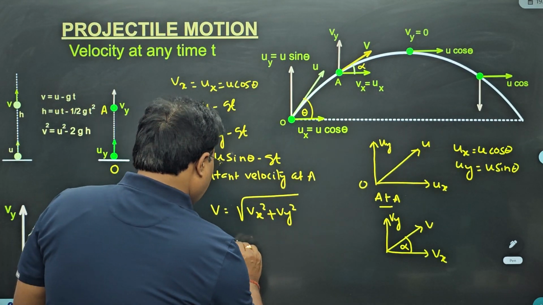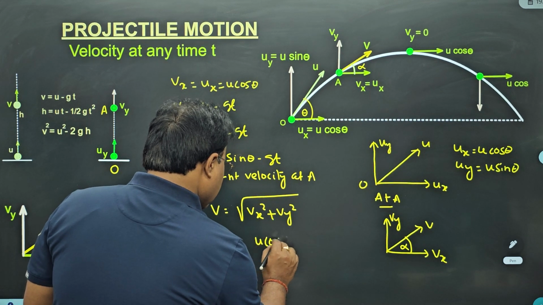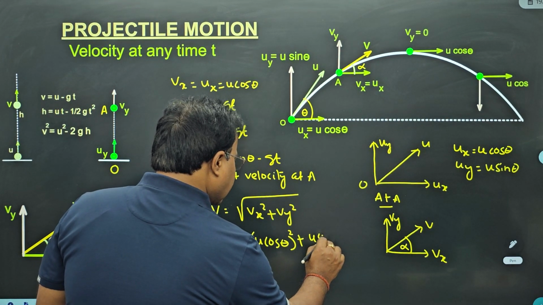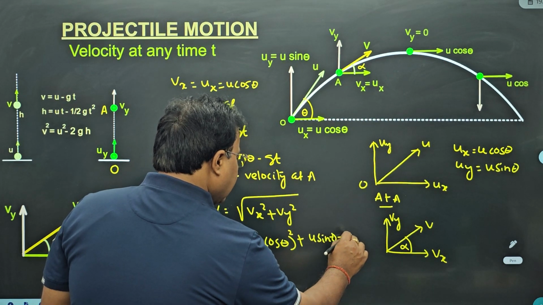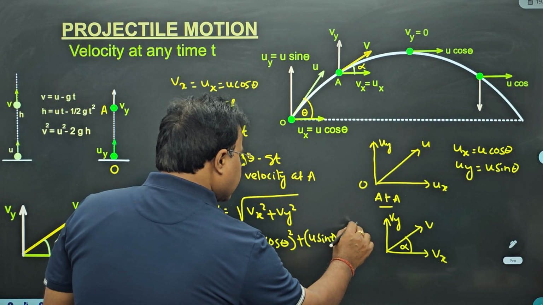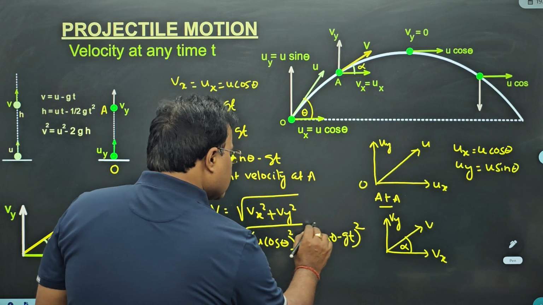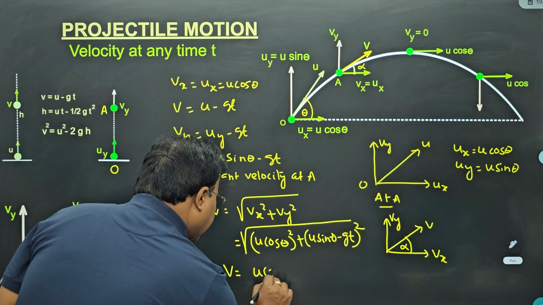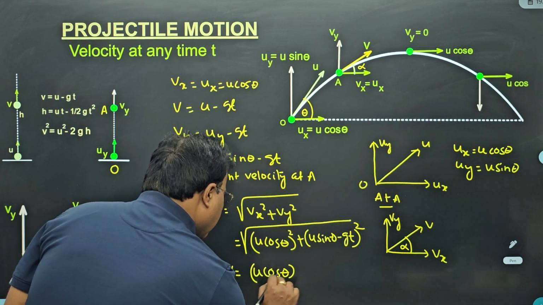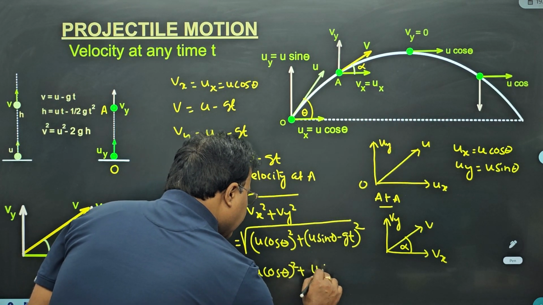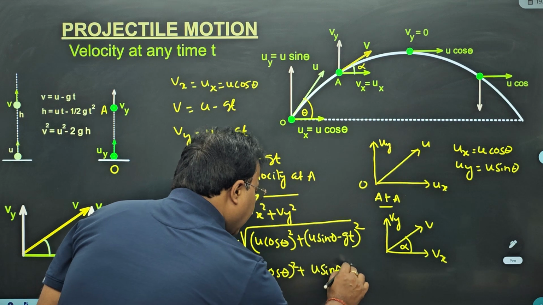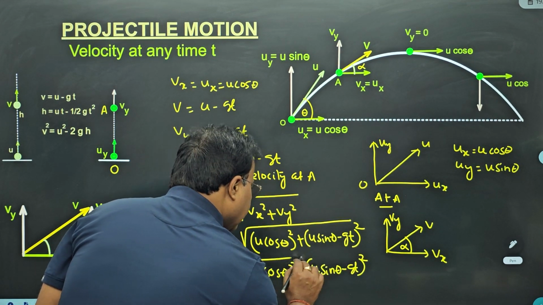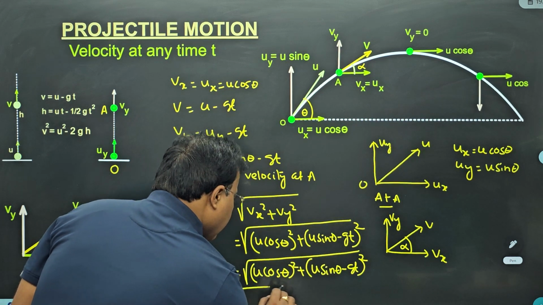Okay, my dear students, what is vx? vx is u cos theta. What is vy? vy is u sin theta minus gt. So v is equal to the square root of (u cos theta) square plus (u sin theta minus gt) square. This is the expression for velocity at any time t in a projectile motion. Okay, my dear students?